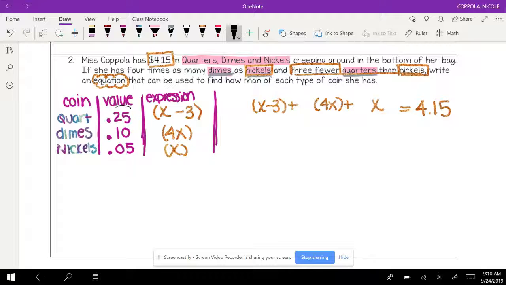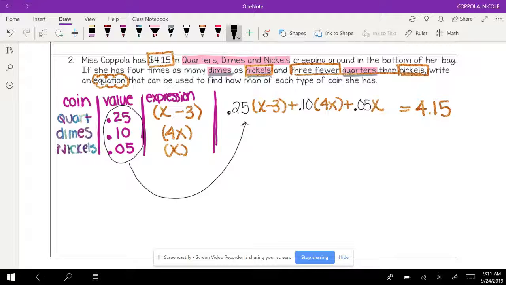If you said I didn't take into account the value, you are correct. Because right now, all I'm talking about is number. I have X minus 3 quarters, 4X dimes, and X nickels. But I didn't take into account the money. The money has to come in as well. So 25 cents times the number of quarters plus 10 cents times the number of dimes plus 5 cents times the number of nickels will give me $4.15.